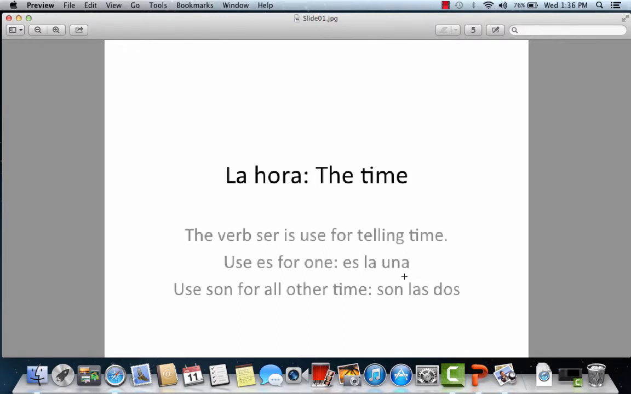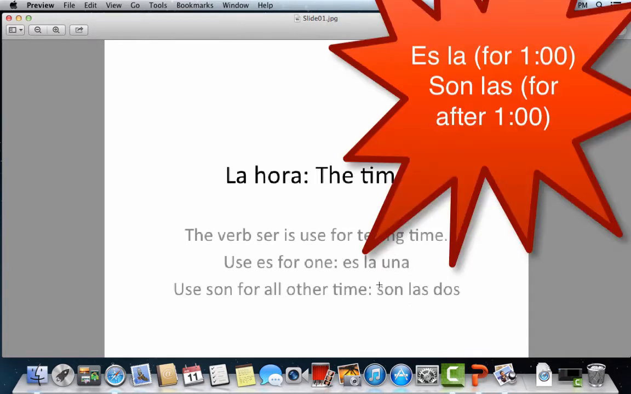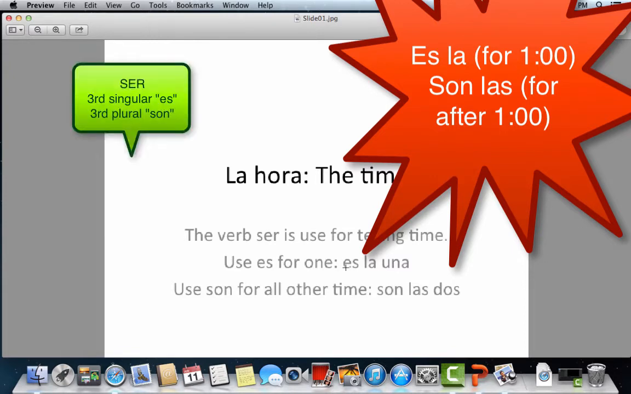Es la una. It is 1 o'clock. Son las dos. It is 2 o'clock. Always you're going to be using son las when it's after 1 o'clock for any hour. And then for 1 o'clock, you're always going to be using es la. That's always going to be constant. And this is the verb ser conjugated in third person singular and third person plural.